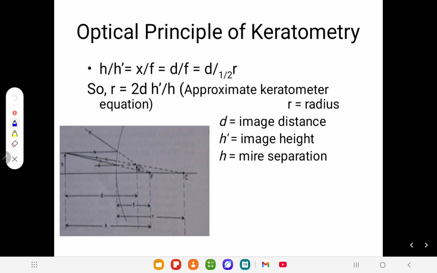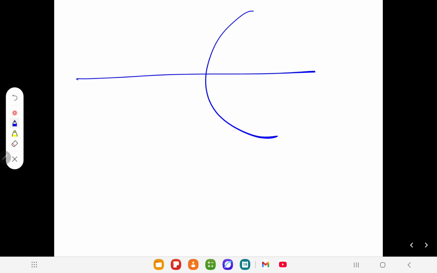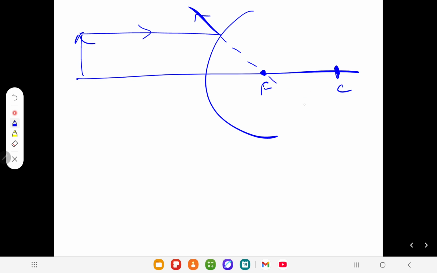I want to discuss it by drawing myself, and then we will discuss again. Let's take an example. This is the front surface of the cornea, and this is the optical axis. Consider this is the focus, and this is the center of curvature, which is C. And consider this is the object, the mire we are projecting. This is the ray parallel to the optical axis. Whenever a parallel ray goes, we know it passes through the focus. So that's the point, isn't it?